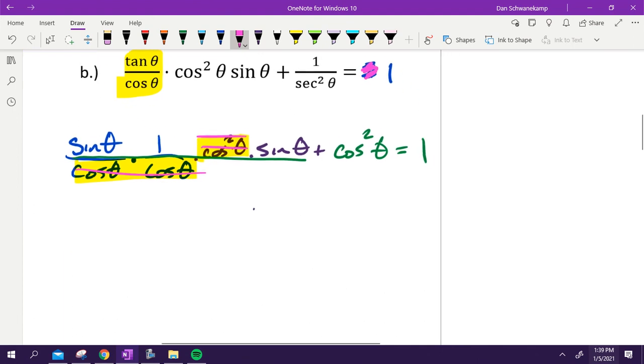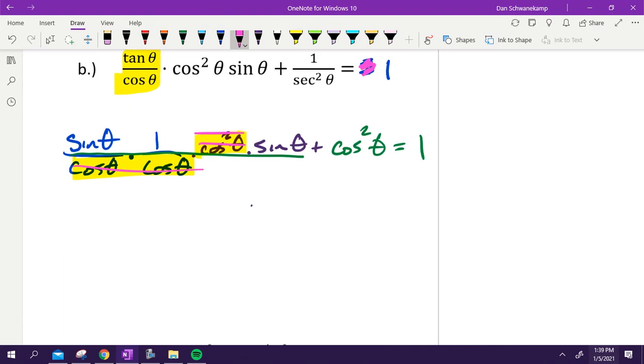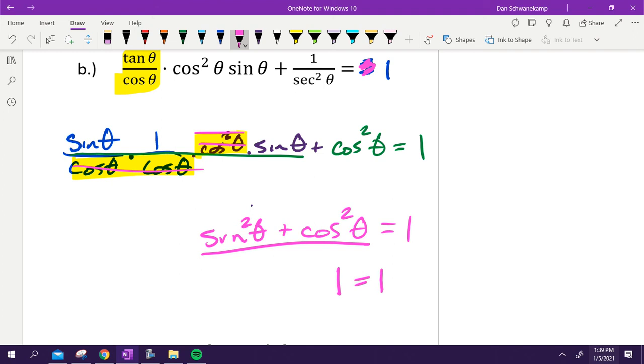So what are you left with there, Sean, when you multiply all that stuff together? Sine squared, because sine times sine, plus cosine squared equals 1. Is that a true statement? Yeah, because this right here is 1. Go ahead and write that last step where you're showing that both sides are the same. So like 1 equals 1.